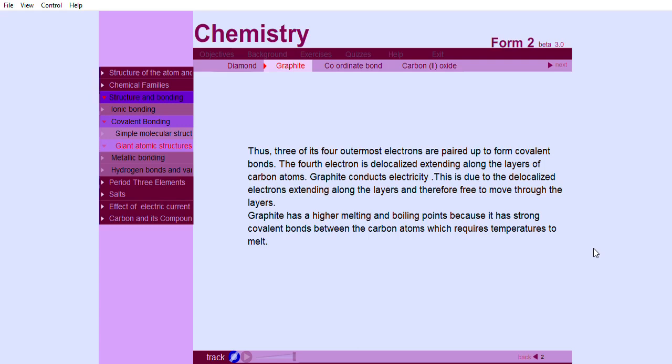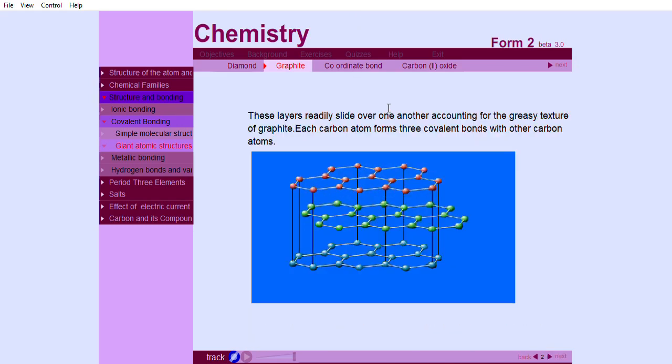Graphite conducts electricity. This is due to the delocalized electrons extending along the layers and therefore free to move through the layers. Graphite has a high melting and boiling point because it has strong covalent bonds between the carbon atoms, which require high temperatures to melt.